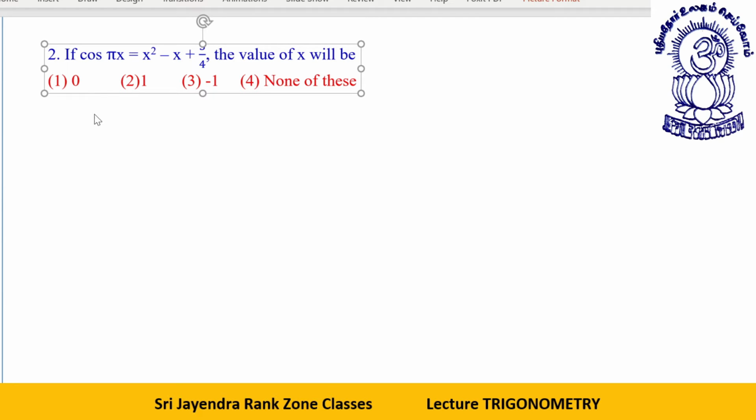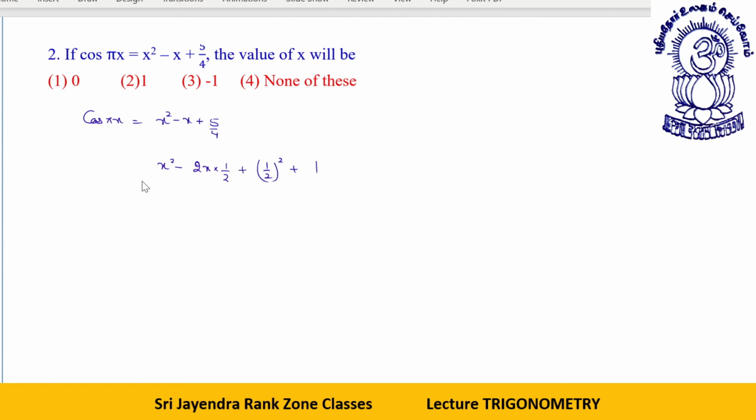Now the next question is also a bit typical. Cos pi x is equal to x square minus x plus 5 by 4. Just look at this. If I say this is x square minus 2 into x into 1 by 2 plus I can say 1 by 2 square plus 1.